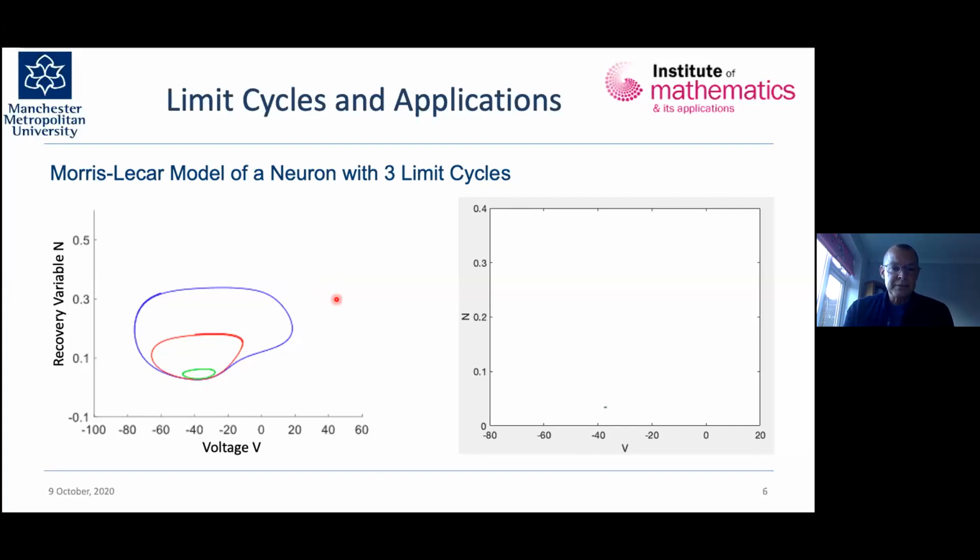Okay, so I'm going to show you an animation now, which was produced in Python. The phase portrait on the left was produced in Python. So we have 3 limit cycles. The green one is a stable limit cycle. The red one is an unstable limit cycle, and the blue one is a stable limit cycle.